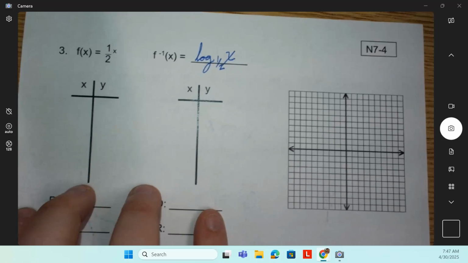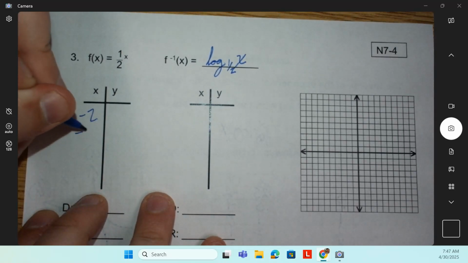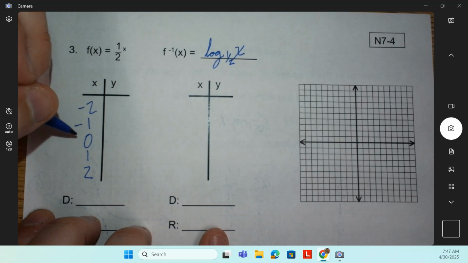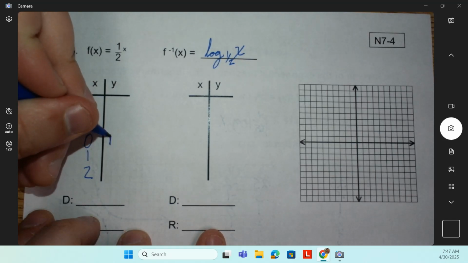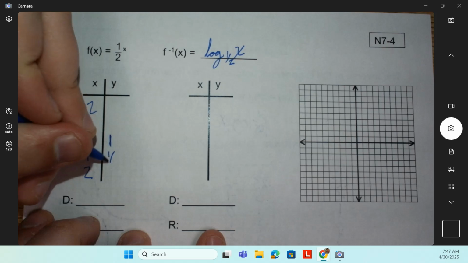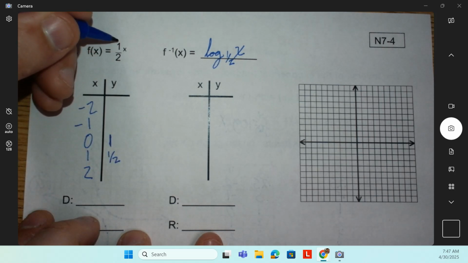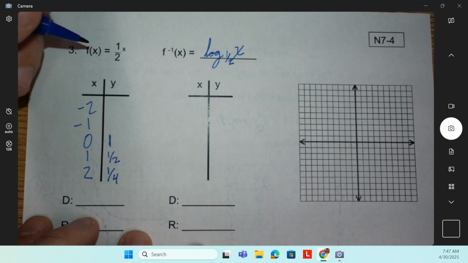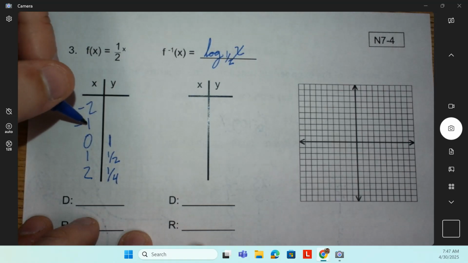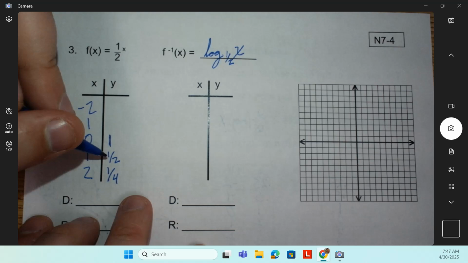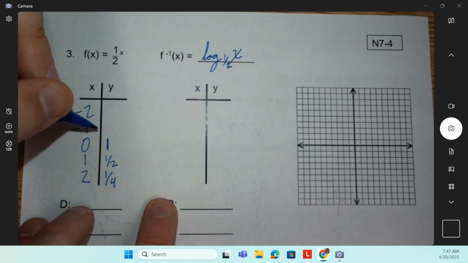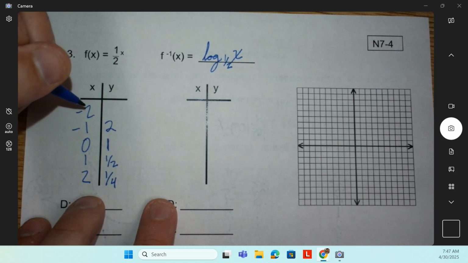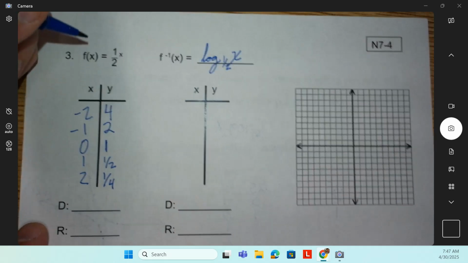And so when we go to graph this one, let's do -2, -1, 0, 1, and 2. Anything to the 0 power is still 1. And to the first power is just 1/2. When I square it though, 1 squared is 1, 2 squared is 4. So that'll be 1/4. Then remember when I go to the negatives, it's giving me the reciprocal. So 1/2 flipped over would be 2 over 1, or just 2. And then the -2 power would be 4.